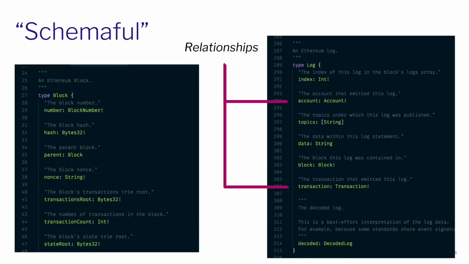Now, a little bit of what we mean by schemaful. It basically means that all of the data relationships are encapsulated within the data types themselves. So if you see on the right-hand side, we have a log type, right? An Ethereum log. And within that, you have an account reference and a transaction reference. Coming back from the API itself, it's usually just a hash or a reference. In GraphQL, we actually unroll those for you, so you can just select that nested inside your query. And I'll show you what I mean in a few minutes.